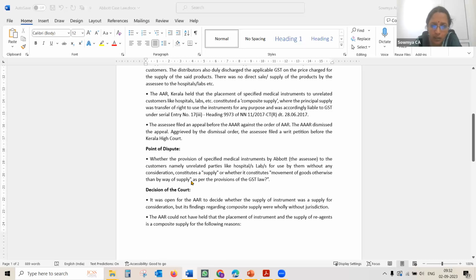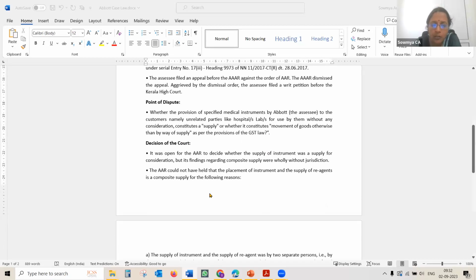So the dispute was whether provision of a specified medical instrument by ABOT, the assessee, to the customer, namely unrelated parties like hospitals, labs, for use by them without any consideration constitutes a supply, and whether it constitutes movement of goods otherwise than by way of supply as per the provisions of the GST law. This was the point of dispute. The court held that it was open for the advance ruling authority to decide whether supply of the instrument was a supply for consideration, but its findings regarding composite supply were wholly without jurisdiction.